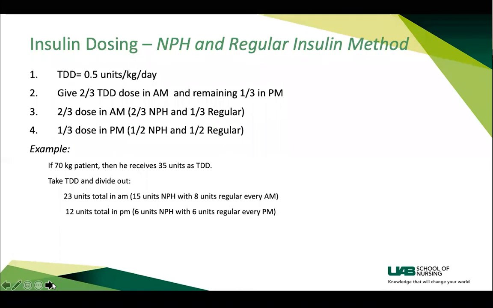So you give the 2/3 of the dose. We know that's 23 units that we would be giving in the morning if it was a premixed insulin. If it's not a premixed insulin, the patient has to mix it themselves, which requires a great deal of teaching. It would be 15 units of NPH with 8 units of regular insulin with the morning meal, breakfast, and then in the afternoon or evening meal, when you have 12 units that they're to take, you're going to give 6 units designated to NPH and the other 6 units from regular with that evening meal. So that does require a little bit more teaching and calculation on the provider part as well.